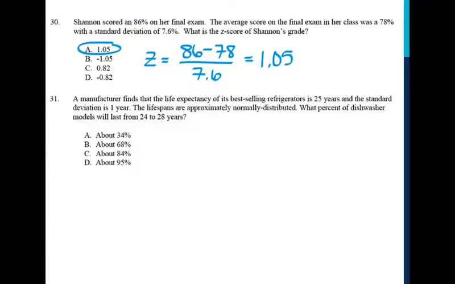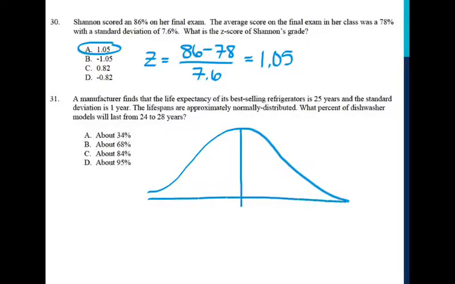31. A manufacturer finds that the life expectancy of its best-selling refrigerators is 25 years. The standard deviation is 1 year. The life expectancies are approximately normally distributed. What percent of the dishwasher models lasts from 24 to 28 years? So since I know that it's normally distributed, I'm going to go ahead and draw a normal curve. My mean is right in the middle, which is 25.